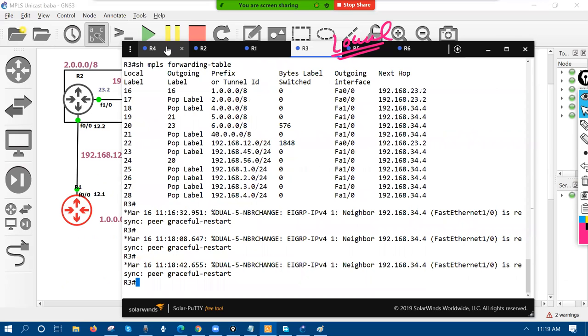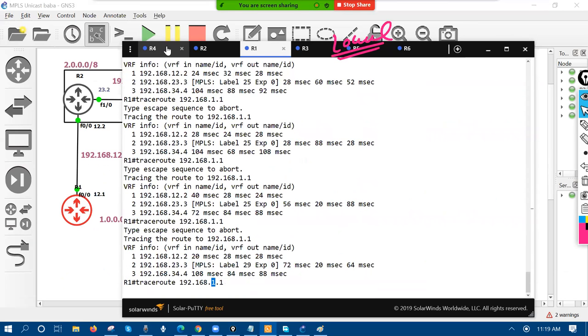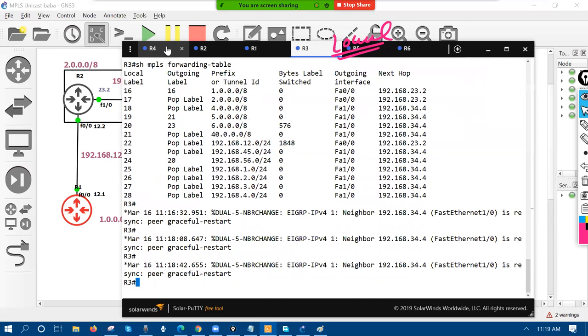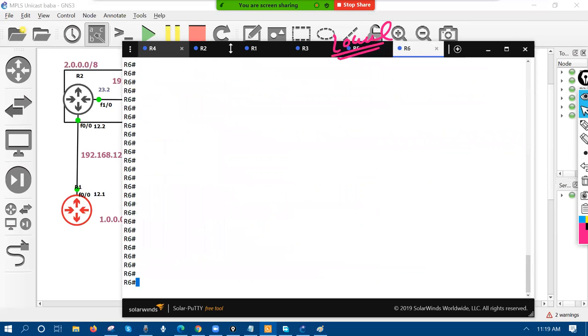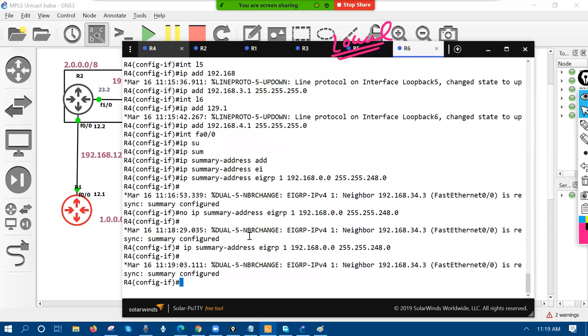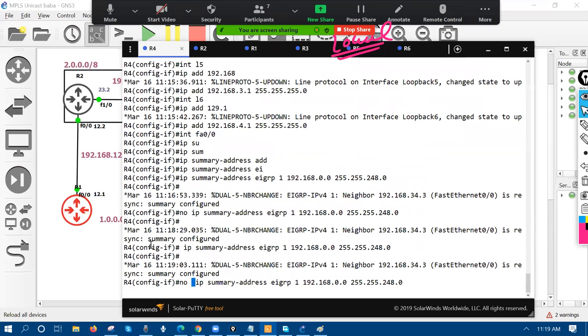Okay, 4.1, 2.1, 3.1 and 4.1, right? And now observe if I remove this. This is perfect. Now all of them have a label, right?